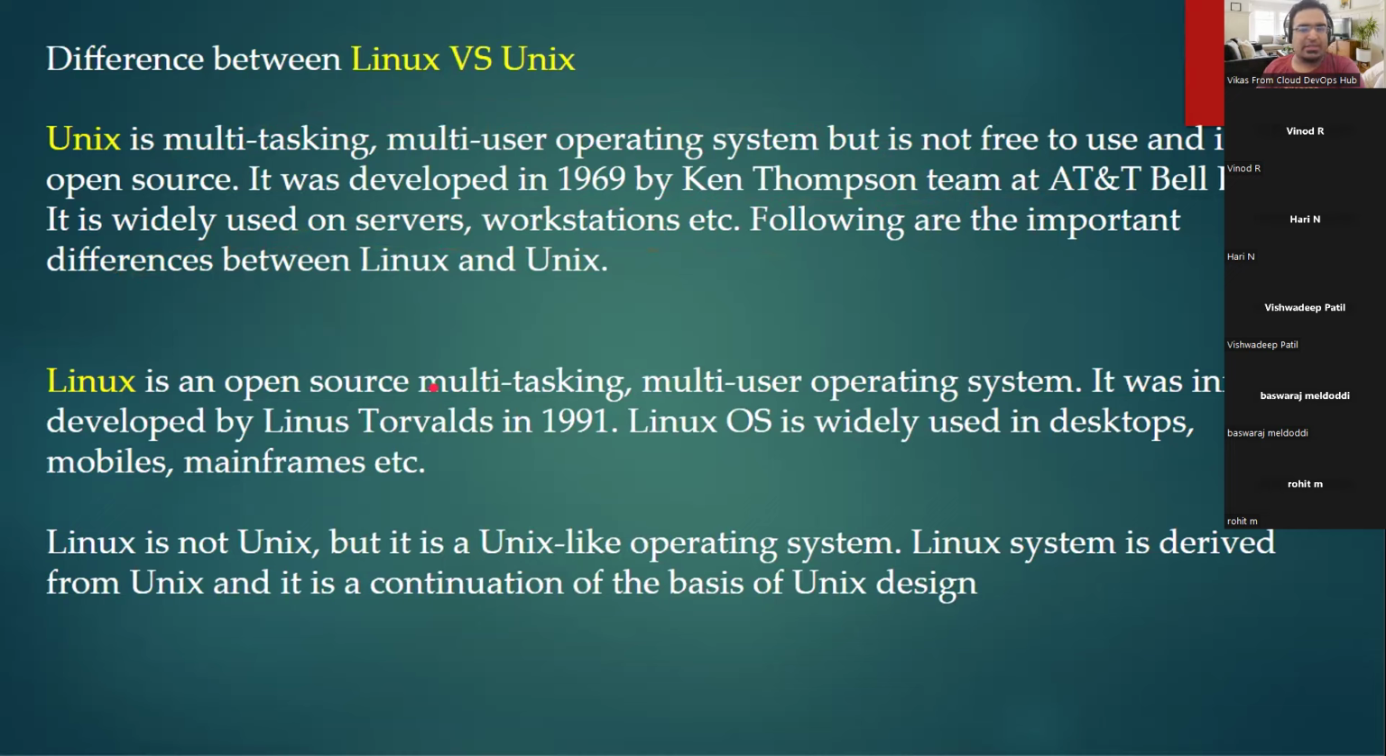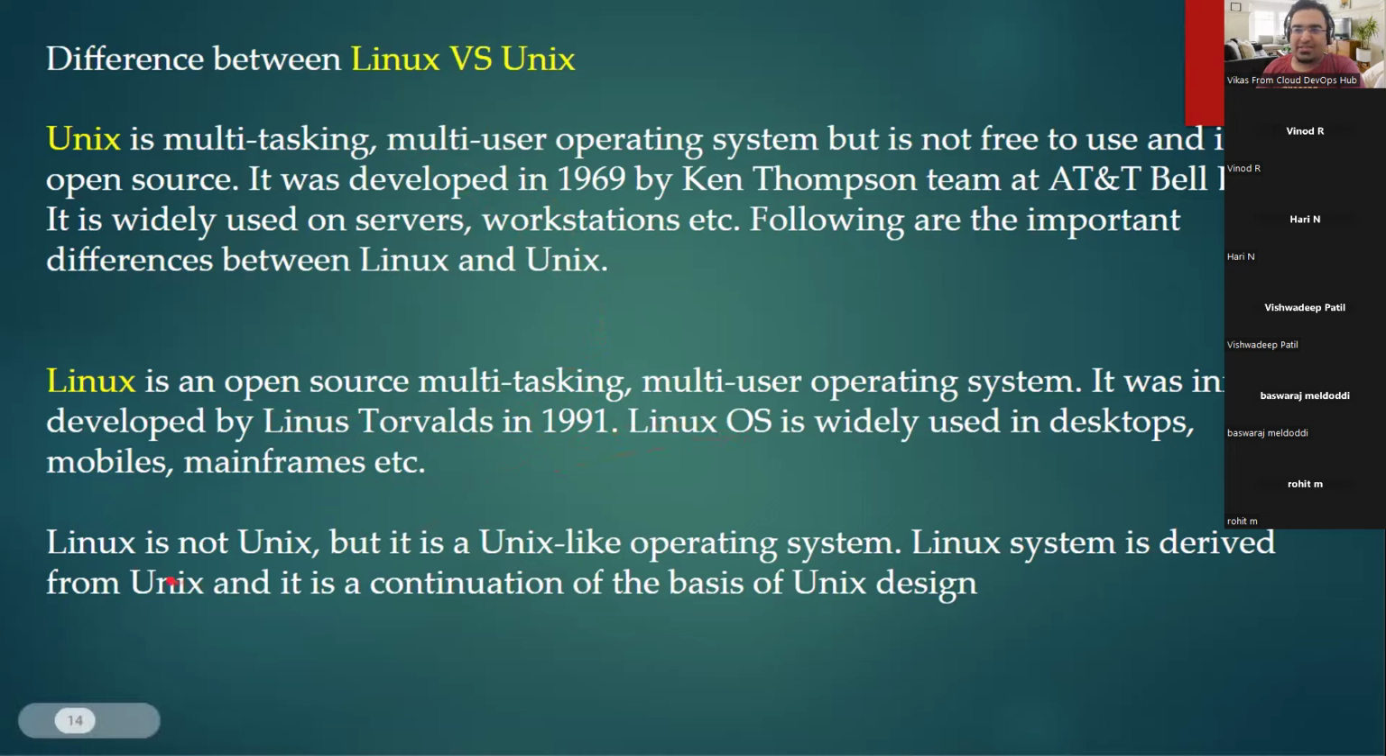I'm coming to Linux. Linux is an open source, freely available, multitasking, multi-user operating system. Initially, in the starting, it was developed in 1991 by a person called Linus Torvalds. This person was working on Unix, and then he got an idea. He created his own operating system that is called Linux. Linux came in 1991. Got it? Linux is widely used in desktops, mobiles, and workstations as well.